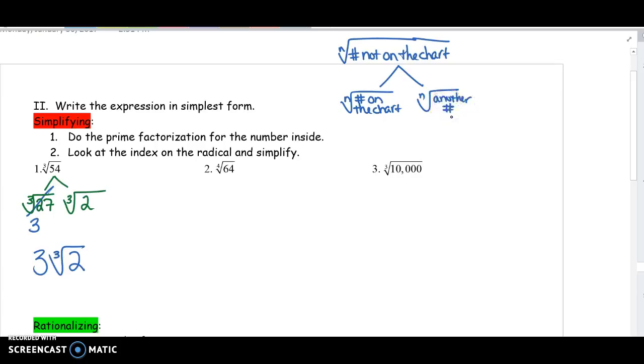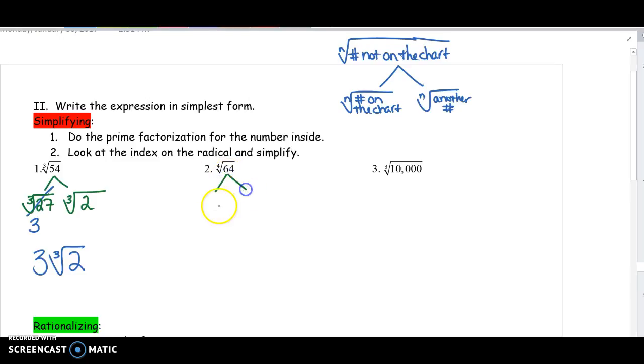And you can do this using division. 54 divided by the numbers in that thirds column until you find one that gives you a whole number. So let's try number 2. This time we're looking in the fourths column because it's a fourth root.